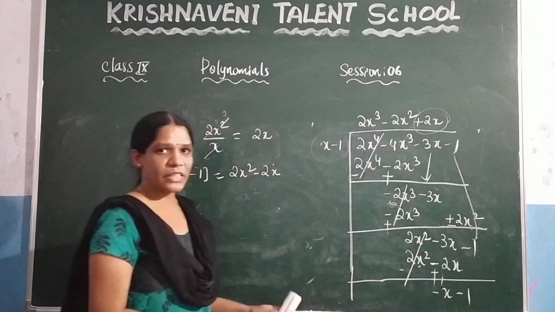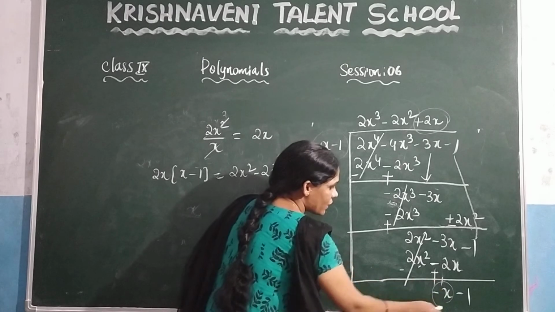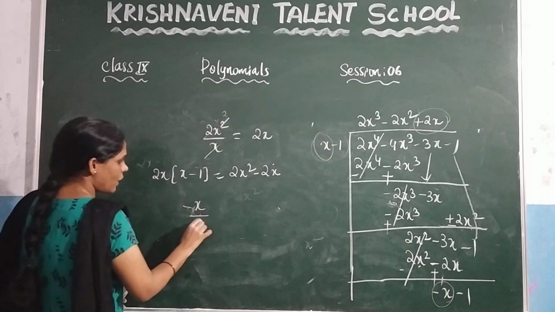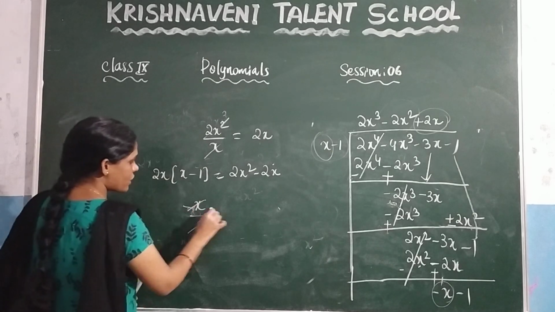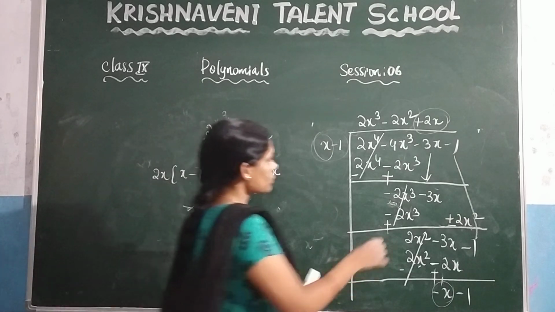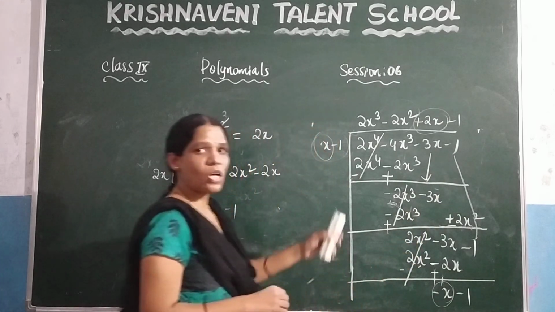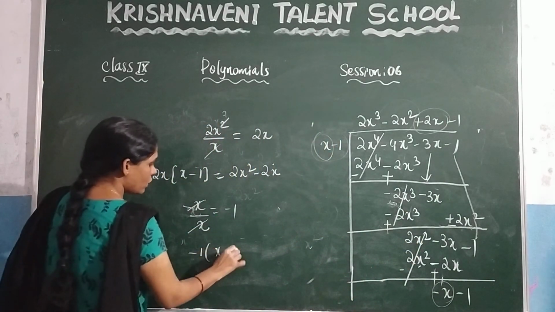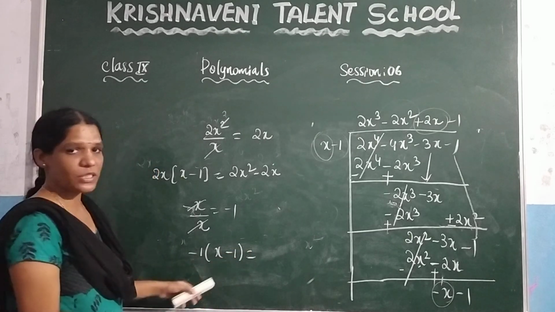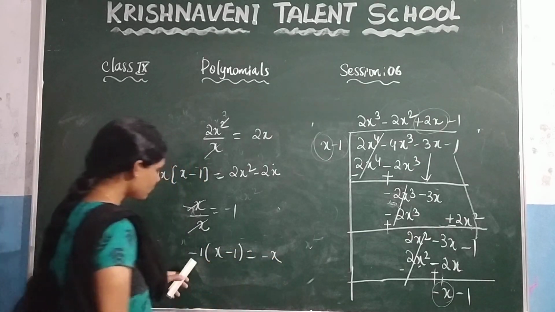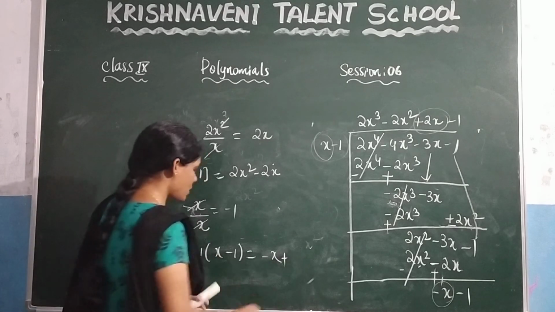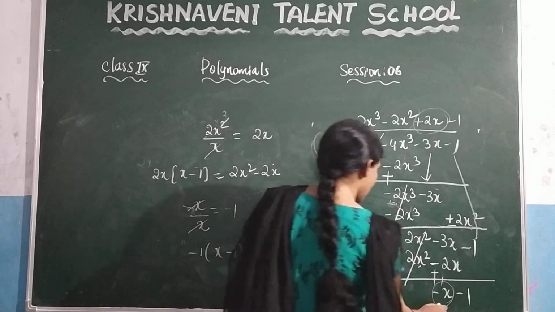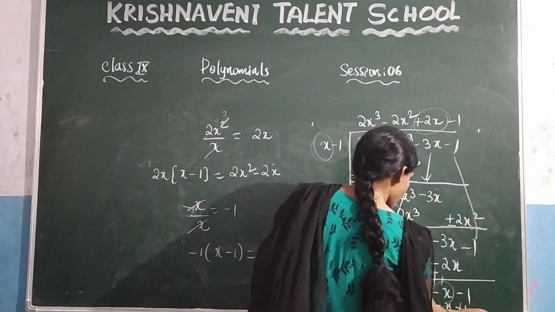Now, again what we need to do? Again you need to divide these two numbers. So, what will you get here? Minus x by x. You know that value is minus 1. Write it here: minus 1. Now multiply this minus 1 with this one. So you get minus 1 into x minus 1, which is minus 1 into x, which is minus x. Minus into minus, which is plus. 1 into 1, which is 1. Now write that one here. What you get here? Minus x plus 1.